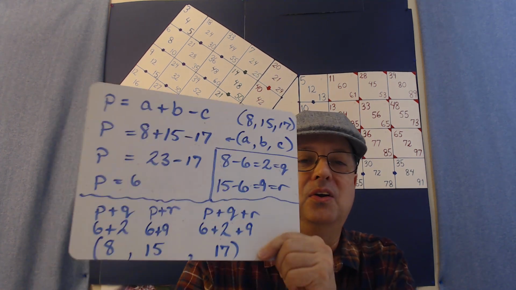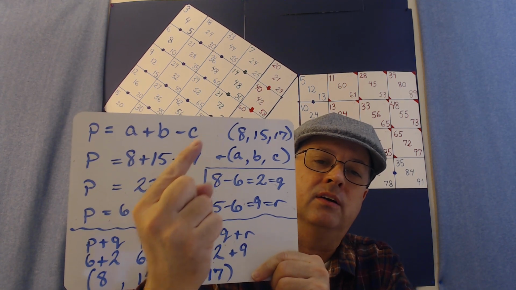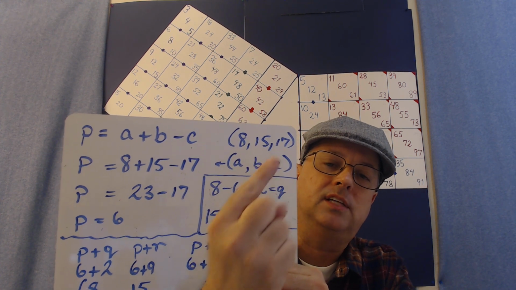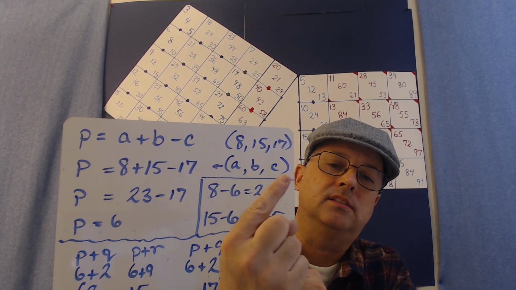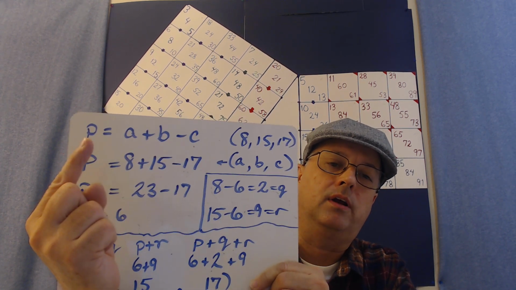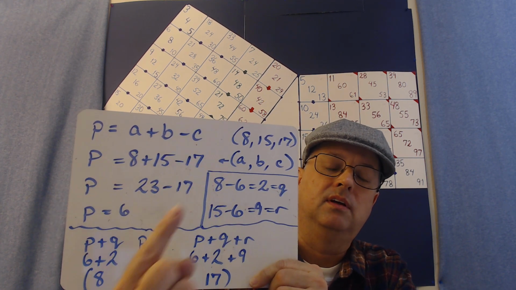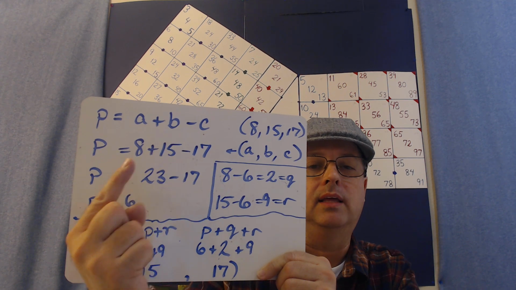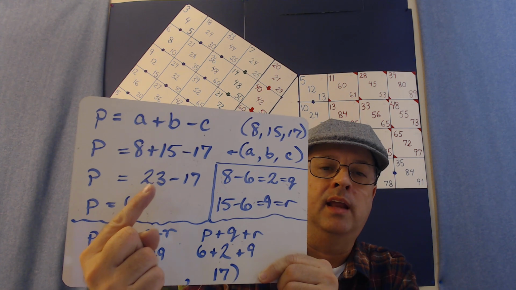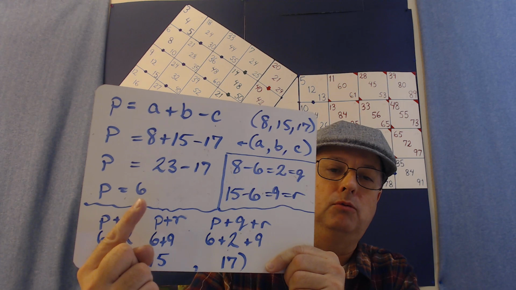Okay, all right. So if we choose P by this arrangement here, if we take the A, B, and C values in this example, 8, 15, 17, and say A plus B minus C, that's how we're going to get the P value all the time by this arrangement. And so in this example, we're going to take the 8 and add the 15 and subtract the 17. And then 8 plus 15 will be 23. And 23 minus 17 will be 6.